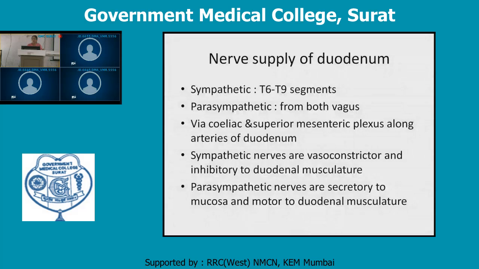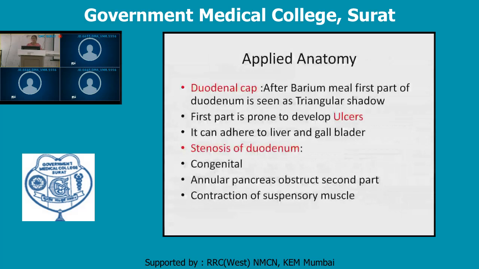Sympathetic fibers from T6 to T9 travel with the splanchnic nerves to reach these plexuses. Sympathetic nerves are vasoconstrictor and inhibitory to duodenal musculature, while parasympathetic nerves are secretory to mucosa and motor to the duodenal musculature. They stimulate it. So this is about the nerve supply of the duodenum. Now let us see the applied aspects of the duodenum.